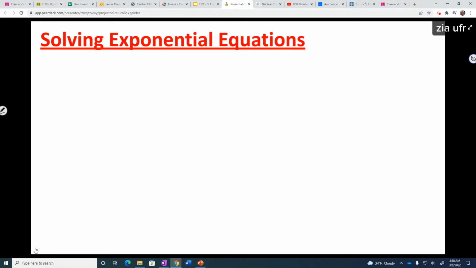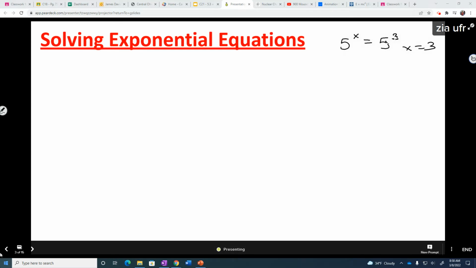So if I were to write something like 5 to the x equals 5 to the third, can you solve that equation? How would you solve it? What is it? x equals 3, right? Okay, very easy. So this is the principle we're going to use today. If 5 to the x equals 5 to the third, then x has to equal 3, obviously. It seems pretty basic, and that's what our rule is.